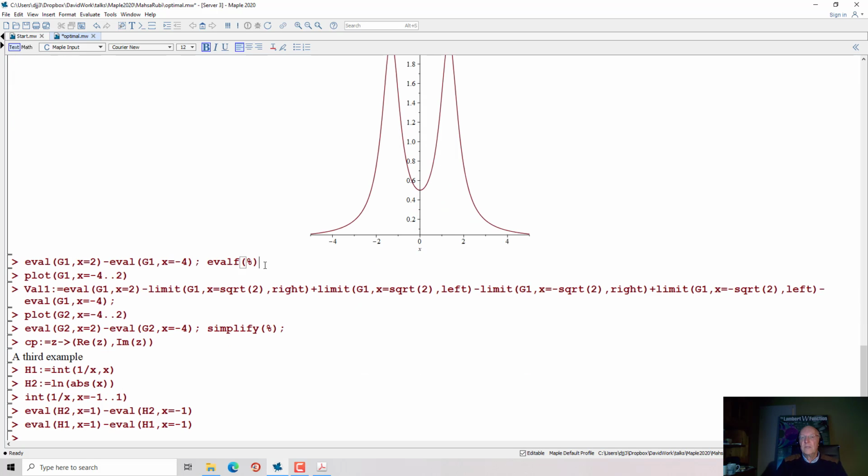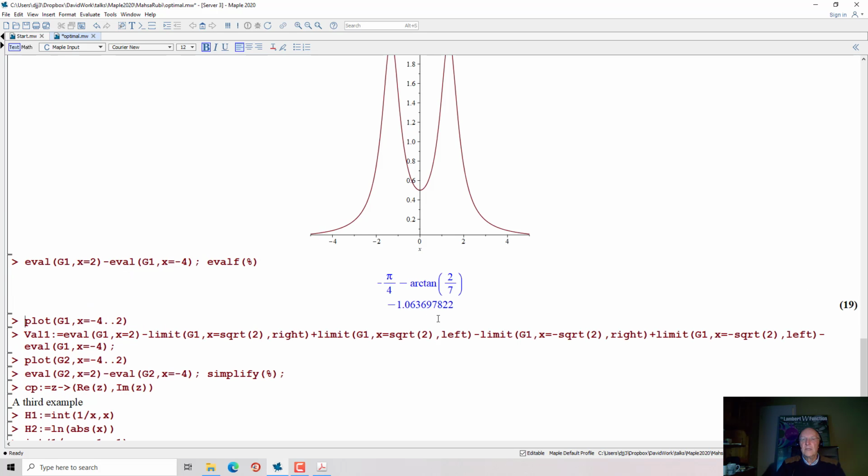We're going to use the fundamental theorem of calculus that says we can calculate the area under the curve by calculating the integral at 2 and subtracting the integral at -4. We'll do that first for G1. And you see we get a negative answer. How can we get a negative answer if the area is so clearly positive?